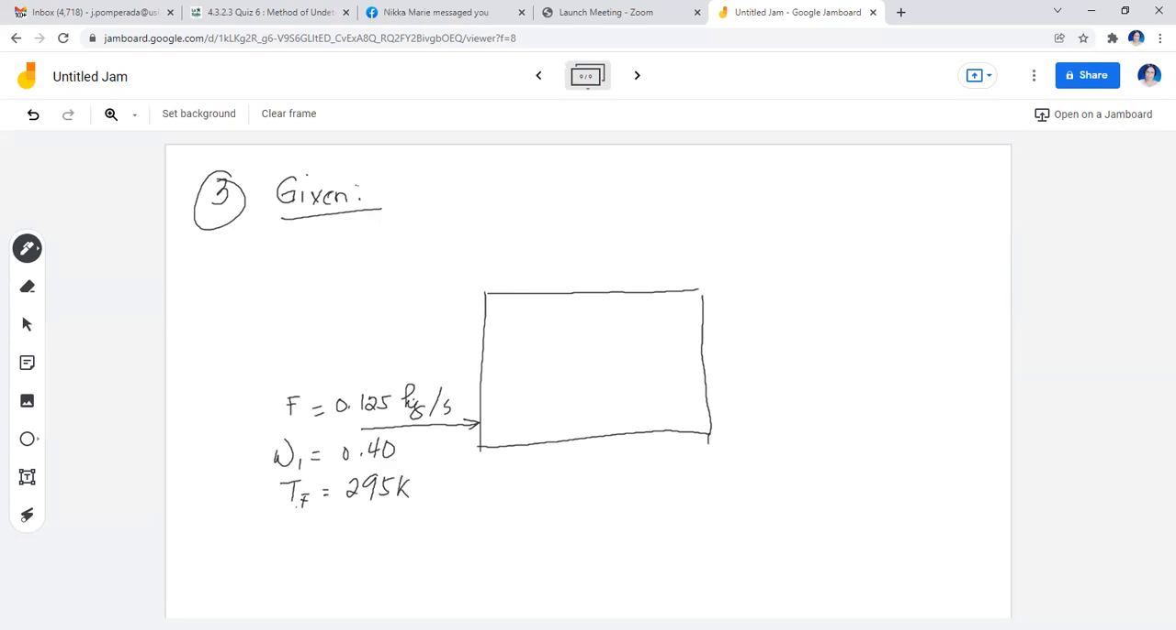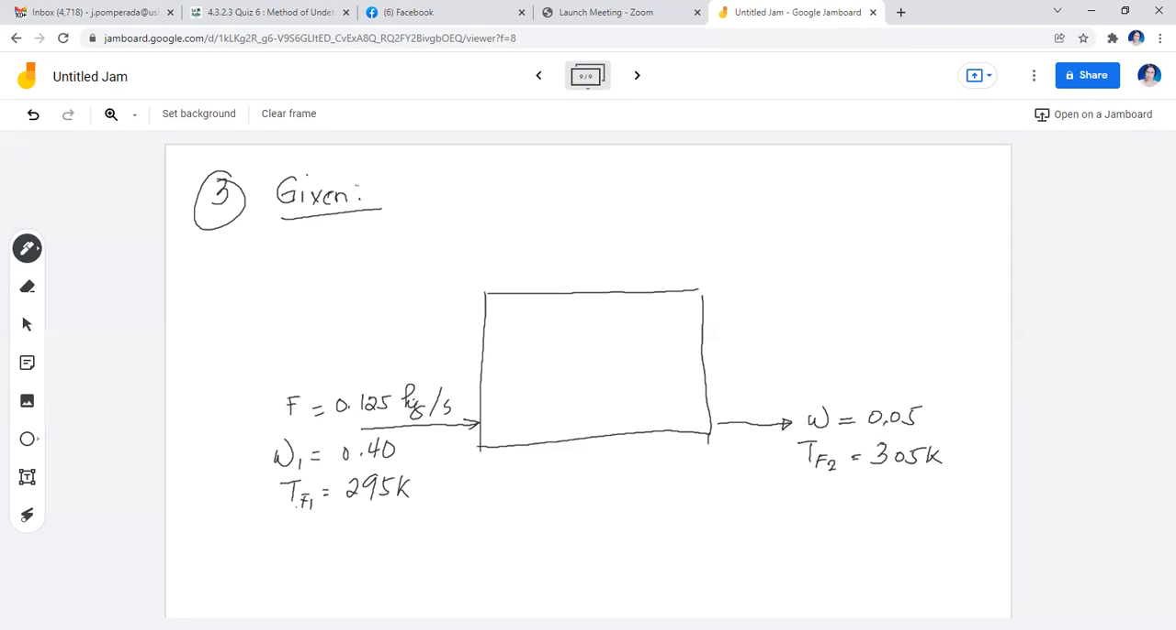Now it is to be dried to this condition. So final moisture content of 5%. And I'd like to have this as 1. And this is the final temperature of our dried feed, 305 Kelvin.